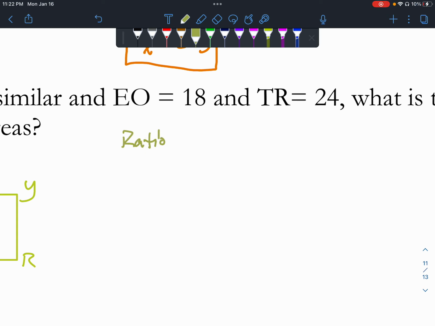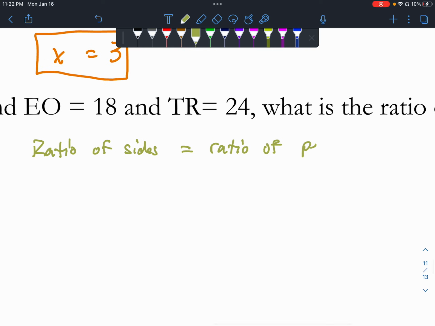The ratio of sides is exactly the same thing as the ratio of the perimeters. And what I mean by that is if you match up one side with one side, that ratio is going to be exactly the same if you match up all the sides with all the sides. That ratio is consistent.